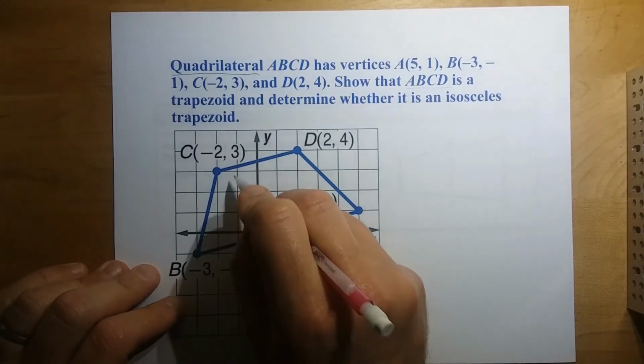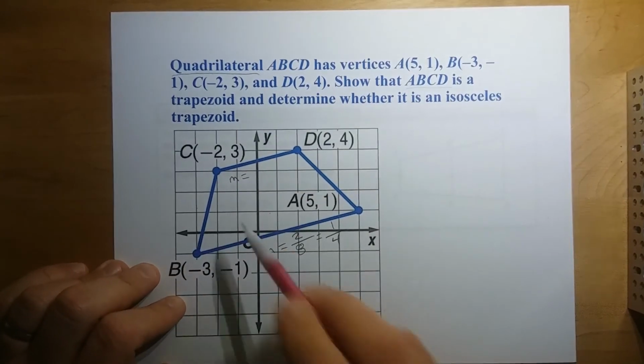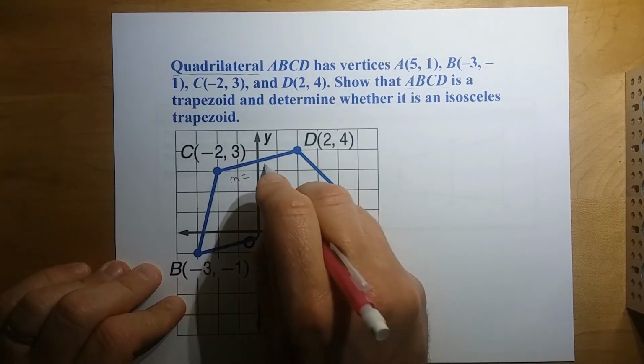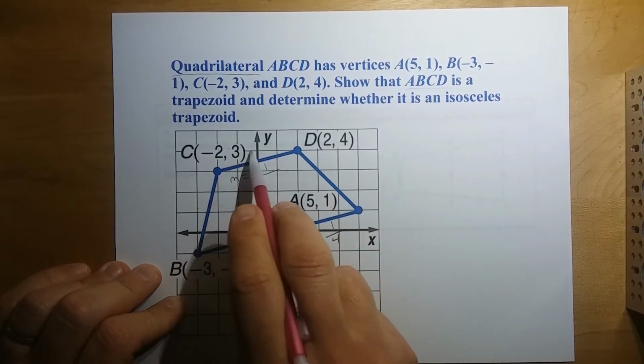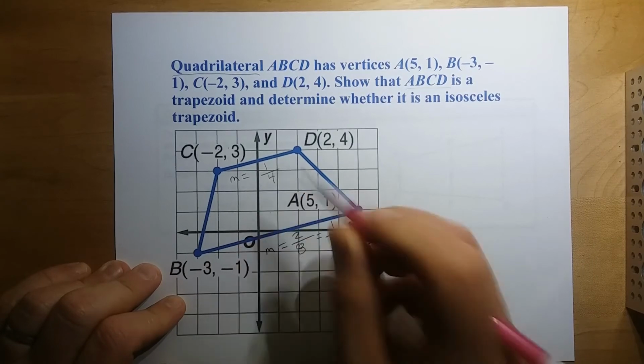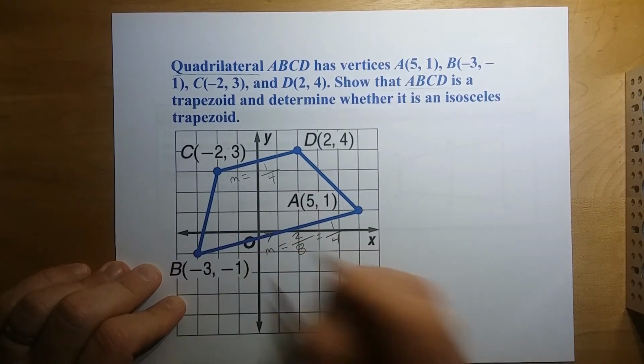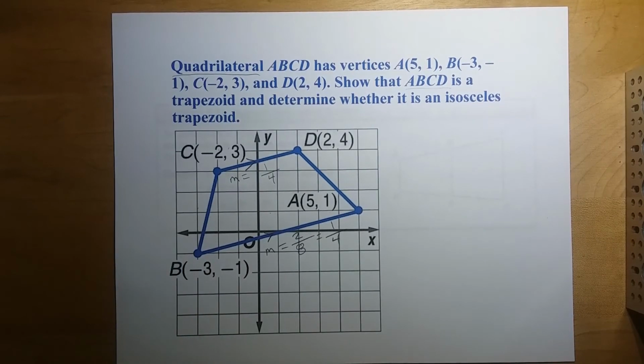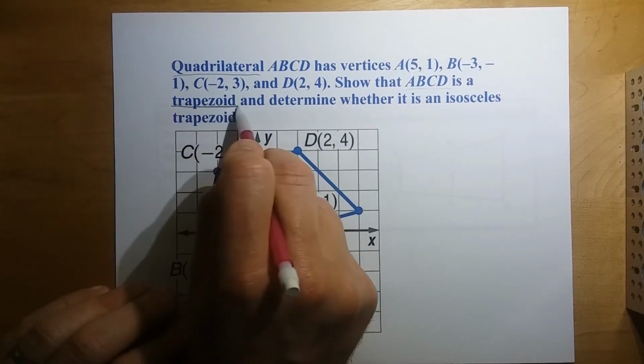All right, let's check the slope of CD. Going from C to D, I go up 1 and over 4. So, are these lines parallel? Yes, they are. I can mark them. I know I have a trapezoid.